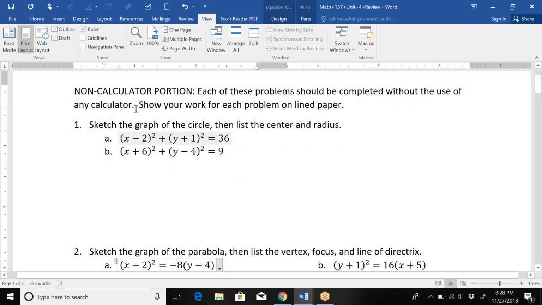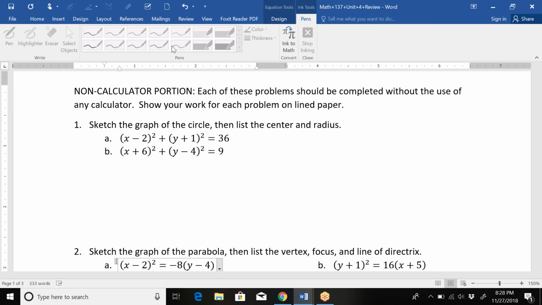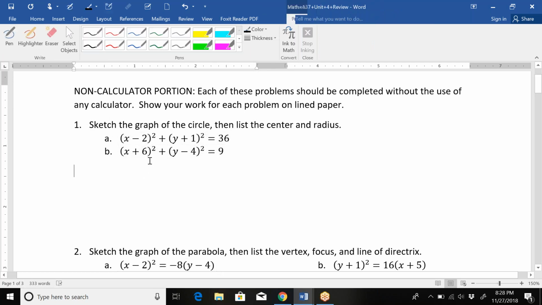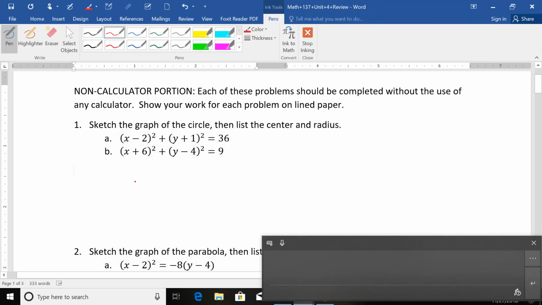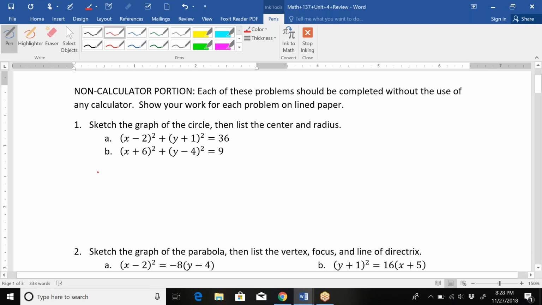So for this one, remember to get the center, you have to find the opposite of each of the x and y's. So my center here would be -6 for the x, because that's what makes this 0, and 4 for the y. This is r squared, remember, in the formula. So r squared is 9. So that means r is 3. So there's my center and my radius.